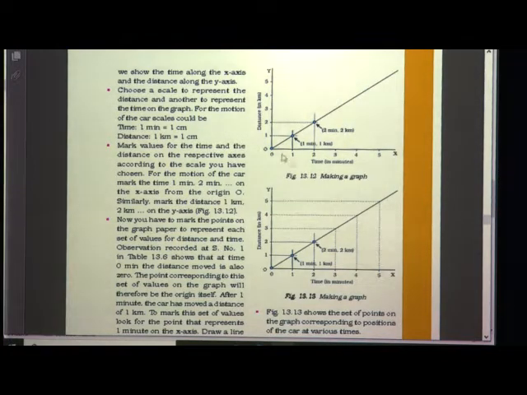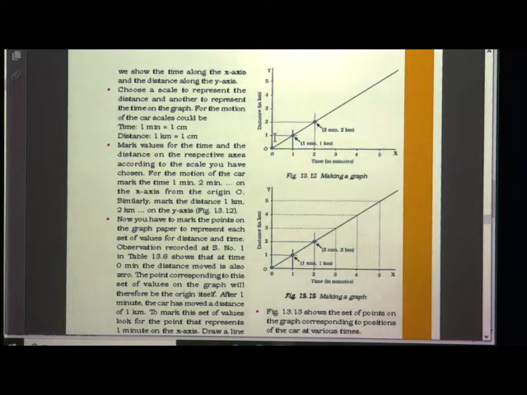So here you can see distance is shown on the y axis. It is given in kilometers. From the origin point O, 1 means 1 kilometer, 2 means 2 kilometers, 3 is marked here, it means 3 kilometers, 4 is 4 kilometers, and 5 means 5 kilometers.